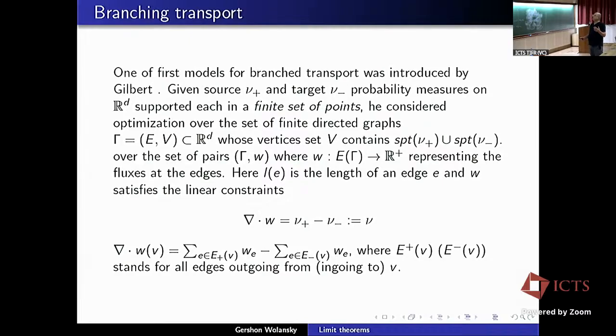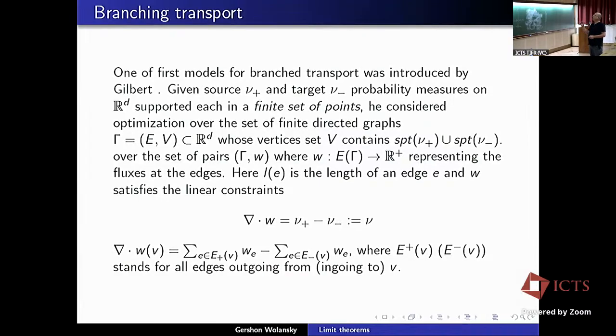The set of the vertices of the graph contains the support of n plus and n minus. And on this graph, we define the function w on the edges. So w is a function on the edges, which is non-negative. It represents the flux on each edge.